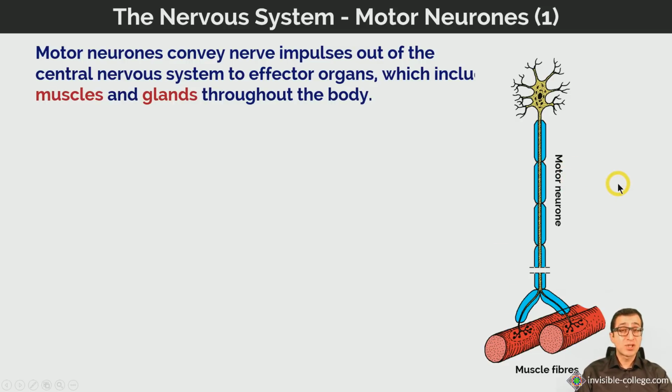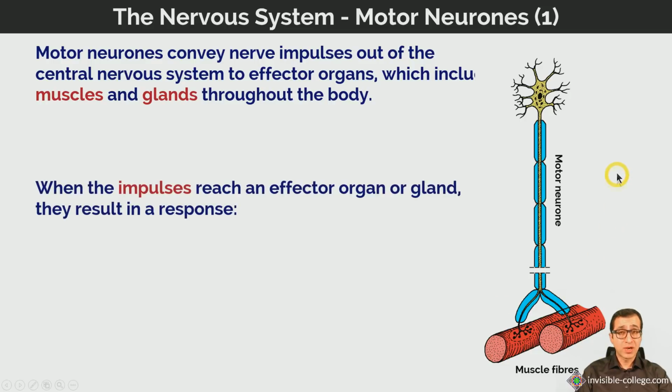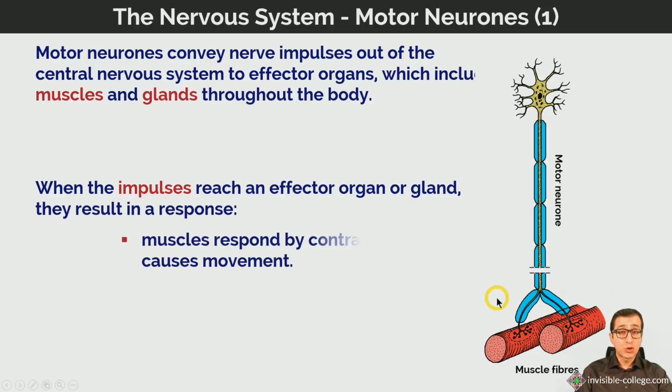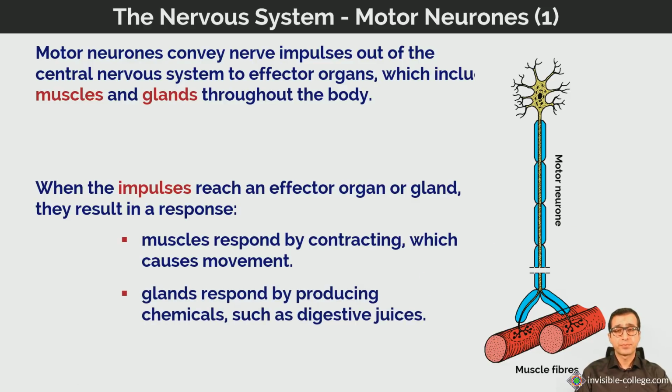So when the impulse reaches the effector organ, whether it's a muscle or a gland, it results in a response. Muscles will respond by contracting, and this causes movement. Glands will respond by producing chemicals and releasing them, such as digestive juices.